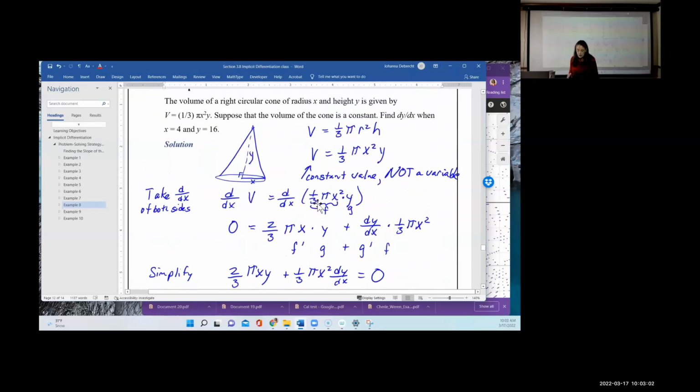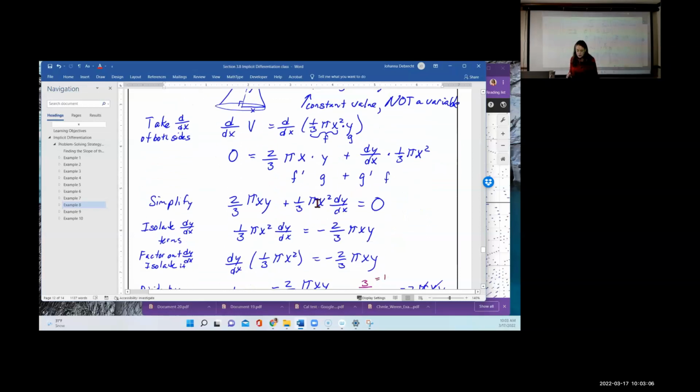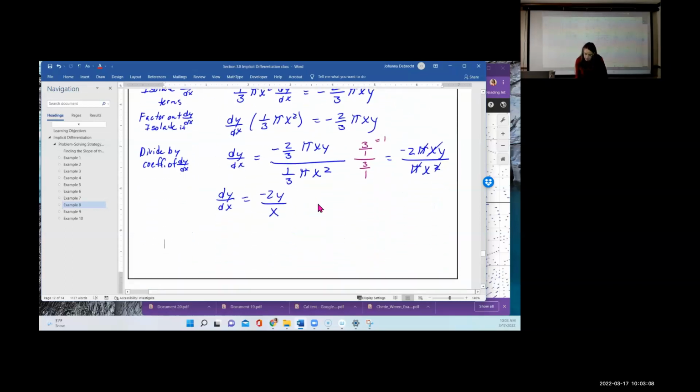Now, the last part is it wants to know what dy/dx is when x equals 4 and y equals 16. So we want to find dy/dx when x equals 4 and y equals 16. So we replace y with 16 and we replace x with 4, and this gives me negative 8.